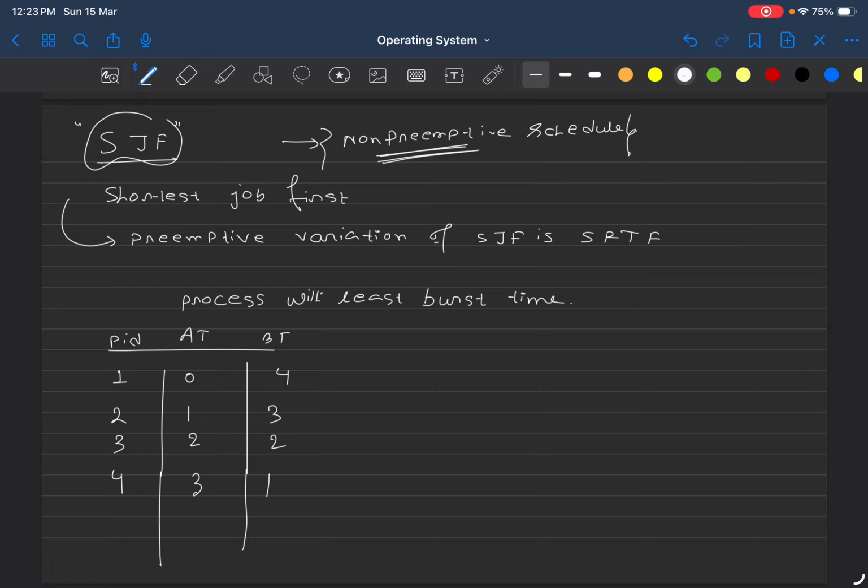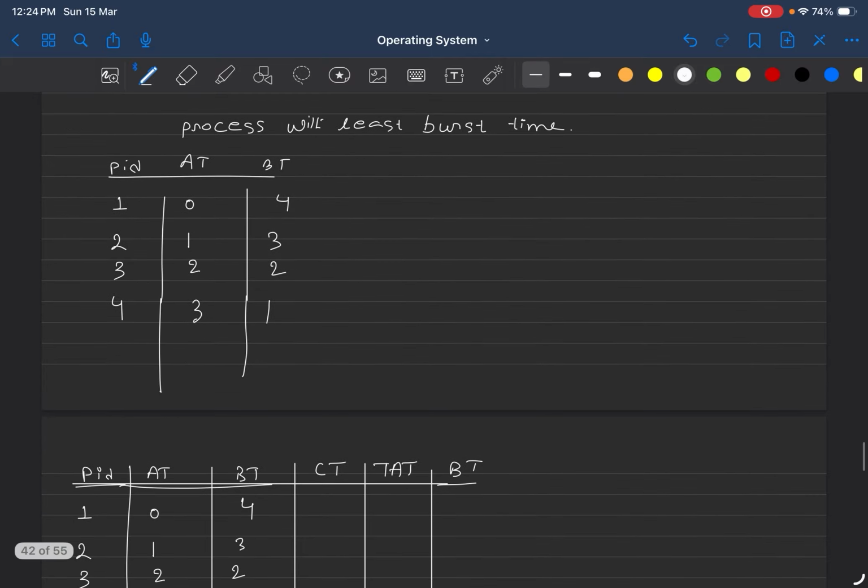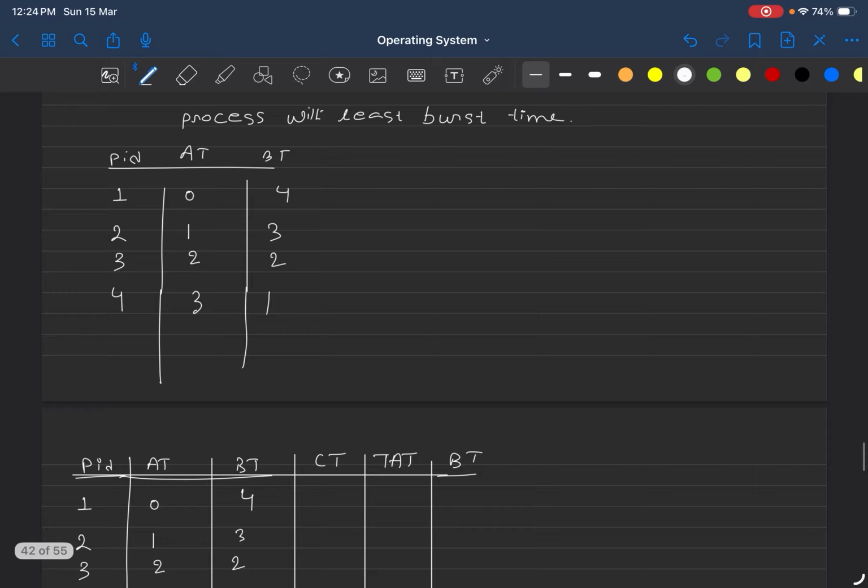Shortest job first says whatever ready processes you have in the system, your operating system will schedule only that process which has the least amount of burst time. After the example it will be much more clear. Just as of now, hold on. So this is the non-preemptive schedule. There is another, preemptive version of shortest job first, called shortest remaining time first. We'll see this in later videos. So let's take the example so that things become very clear to you.